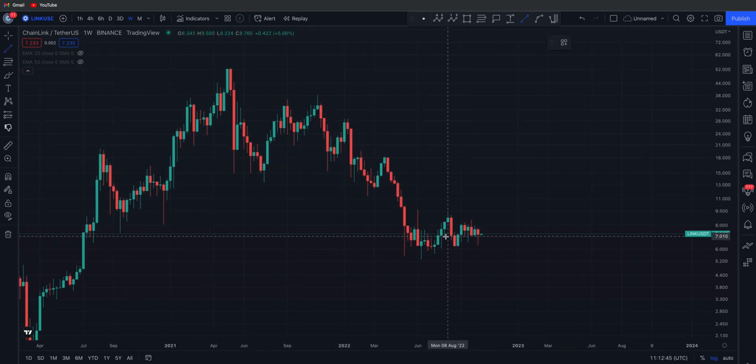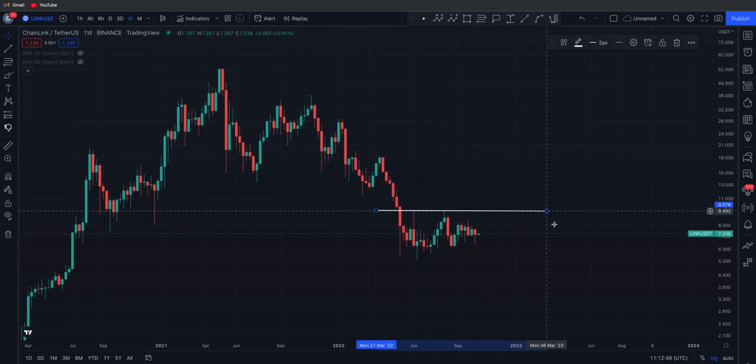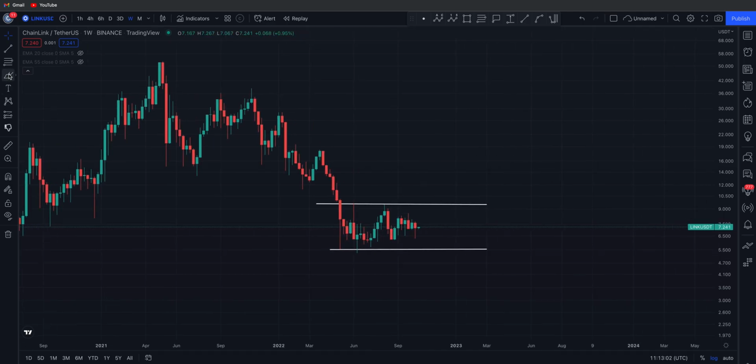So looking at Link here, you can see straight away you've got this level of resistance above us, which sits at $9.50, and you've got this level of support down here at a rough price of around $5.60. You can see that on the weekly time frame, Chainlink is basically caught between this range, and I do think potentially what you're looking to do is come down and retest this low and start to coil up. You're basically caught between a rock and a hard place.